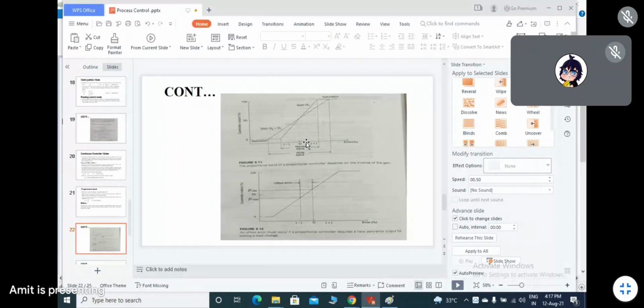Proportional band will be less, means the percentage of error you can accumulate within your controller range is less, but your offset error is less. So that is one limitation. You can minimize your offset error, but your band is getting narrower. That is one limitation if you increase your gain.